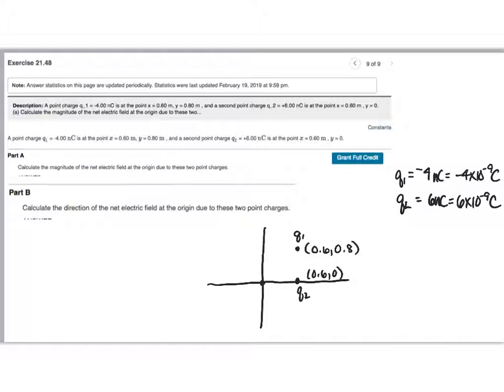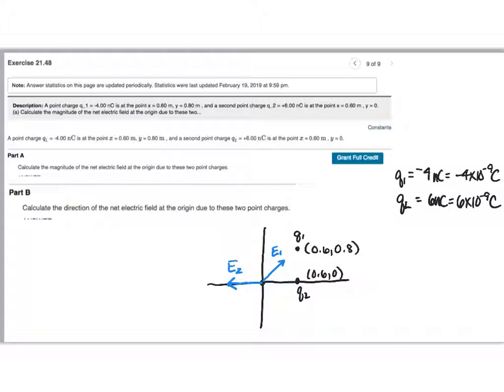So Q1 is a negative charge, so the electric field it creates will go in towards it. I'm going to draw the electric field it creates, and label this E1 because it goes towards Q1 along the line between the origin, where we want to know the electric field, and where the charge is found. Q2 is positive, so it creates an electric field away from it. So at the origin, it would be pointed in this direction, and I'm going to call that E2. So I use the sign of the charge to draw the direction of the fields.